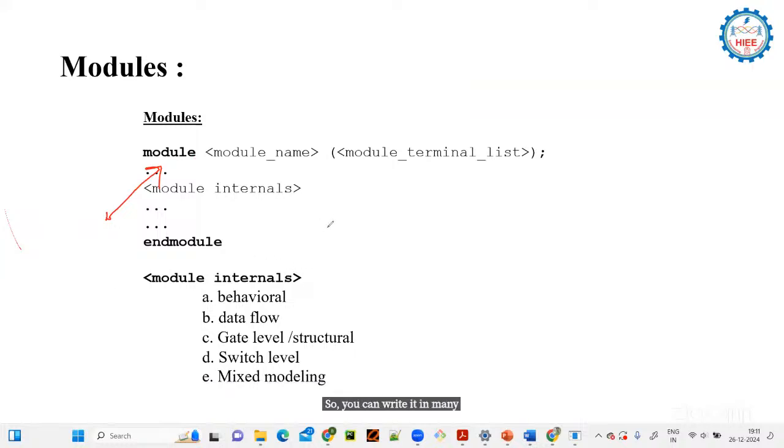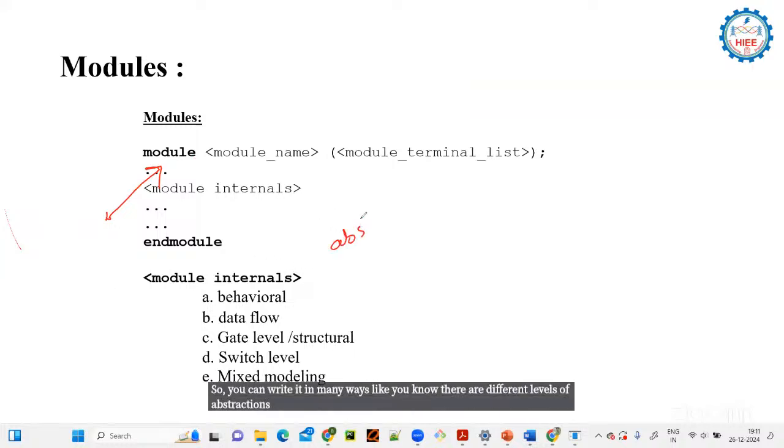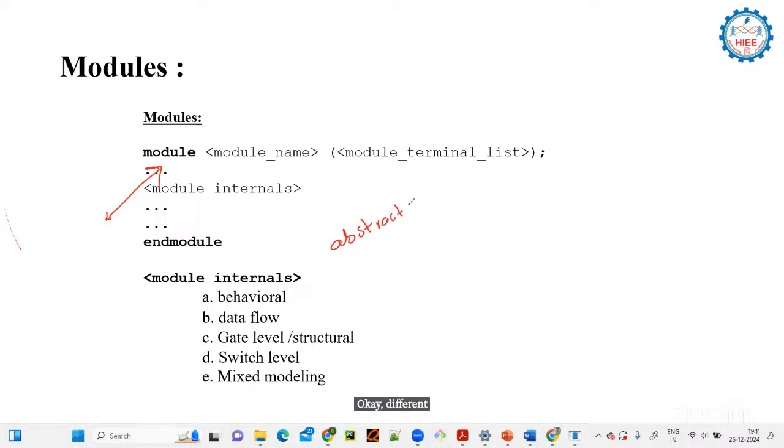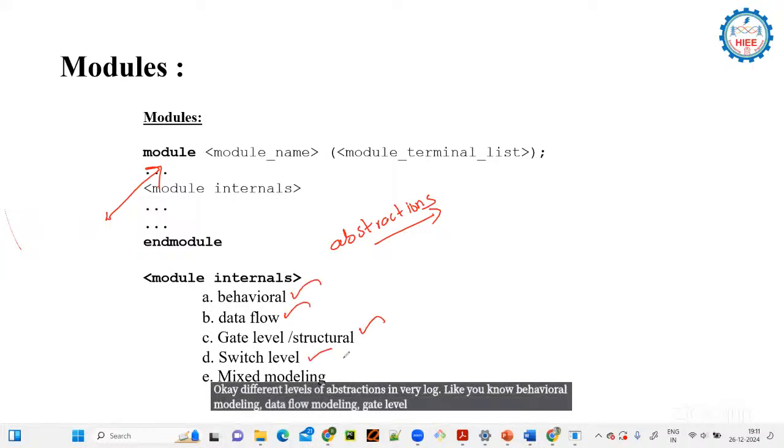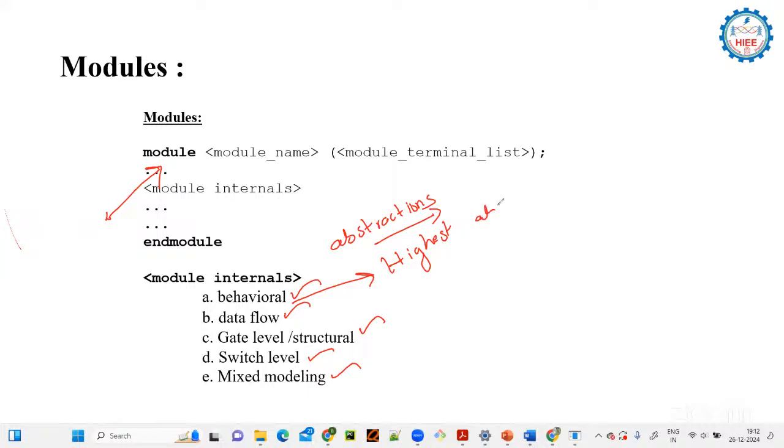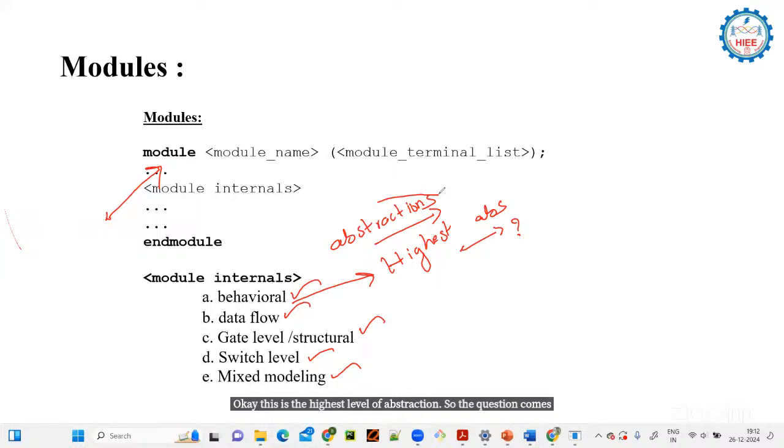There are different levels of abstraction in Verilog: behavioral modeling, data flow modeling, gate level or structural modeling, switch level modeling, and mixed modeling. So there are different levels of abstraction. Among all these, behavioral modeling is the highest level of abstraction. So the question is, what is this abstraction here?